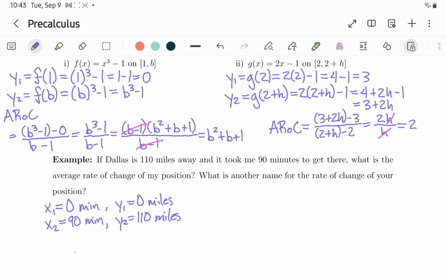So for the average rate of change, well, this is going to be equal to 110 minus 0 over 90 minus 0. Which is equal to, simplifying the top and the bottom, 110 over 90, which we can reduce to 11 over 9.